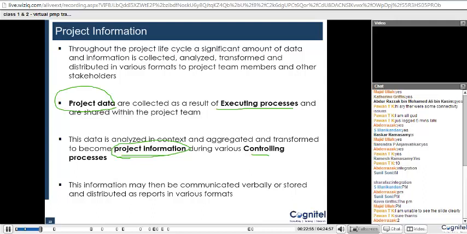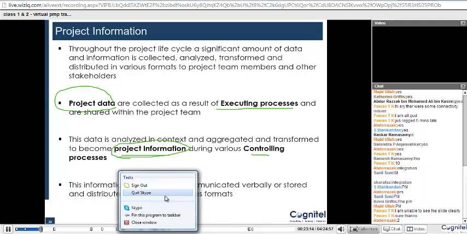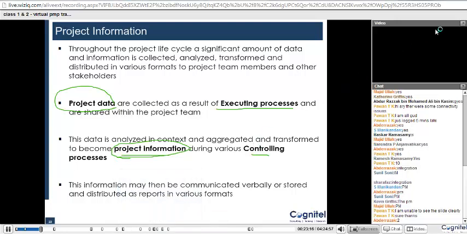Now data could be just any data, but it would not be of any use unless you put some context into it, or you do some analysis, or make certain decisions out of that data. So until you do that, it is of no use.